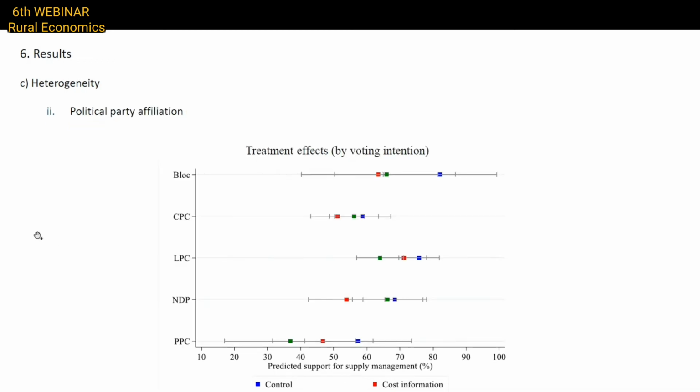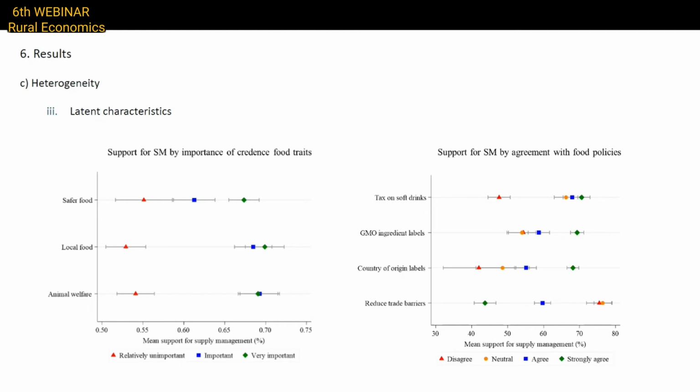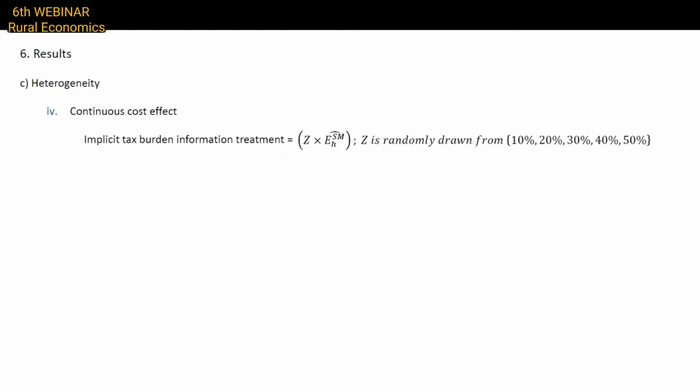I'll maybe skip through this. There's one other heterogeneous effect that I wanted to talk about. If you recall back to our customized cost treatment information, within the group who got the cost treatment information, there's a random element, and that random element was how big the price premium is from the policy. Because we don't know exactly how large the price premium is. It changes over time and space, and it's controversial.